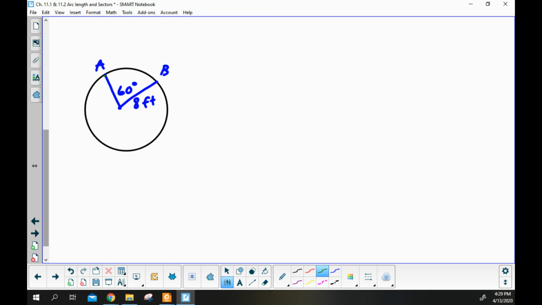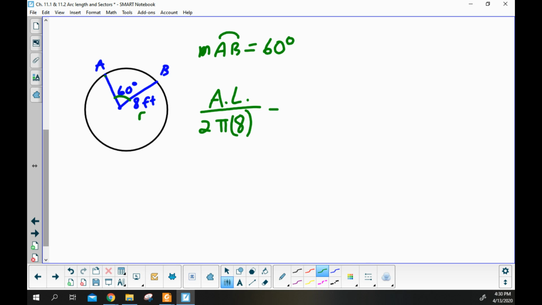We have that the measure of the central angle here is 60 degrees, which means the measure of my arc, the measure of arc AB, is equal to 60 as well. You remember this from the previous unit. And then my radius here is 8 feet. So we don't know what the arc length is, so I'm going to put AL over 2 pi times 8 is equal to 60 over 360.